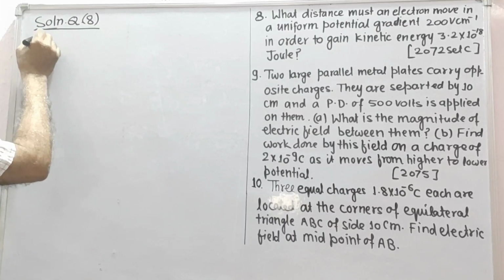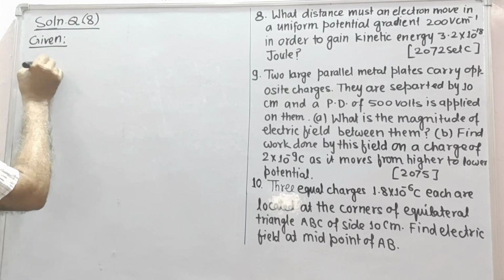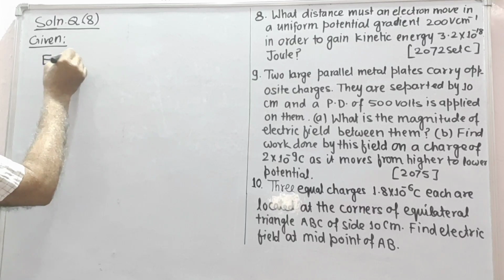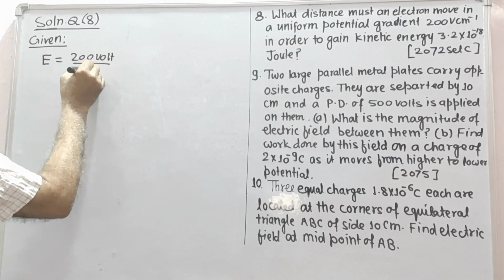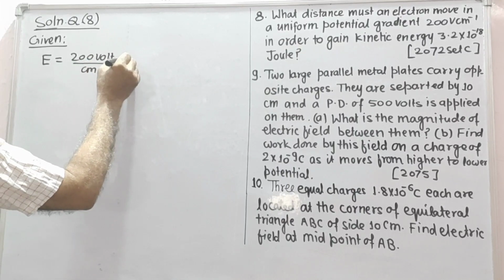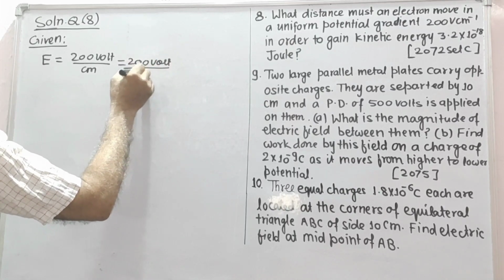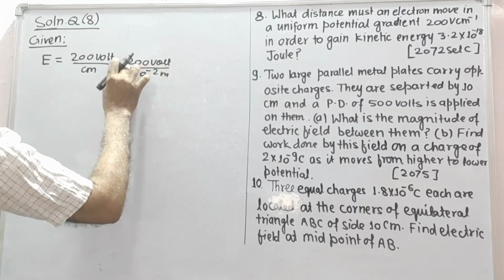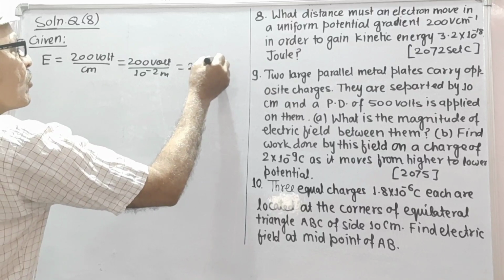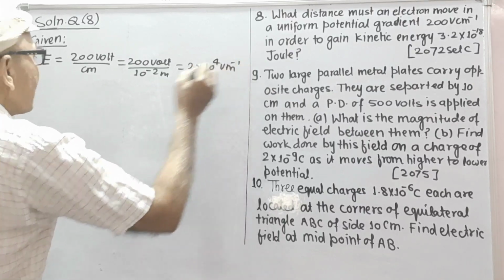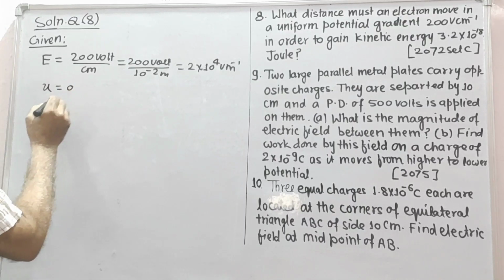Here given potential gradient E is equal to 200 volt per cm, which can be written as 200 volt upon 10 to minus 2 meter, which gives 2 into 10 to power 4 volt per meter. Initial velocity of electron is 0.